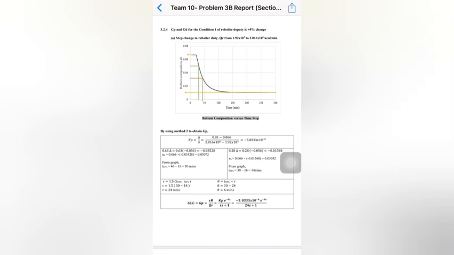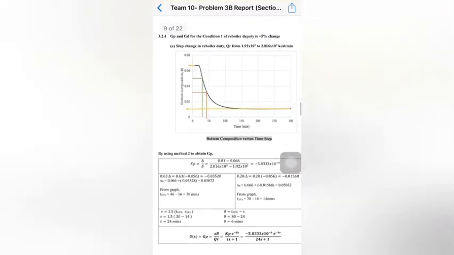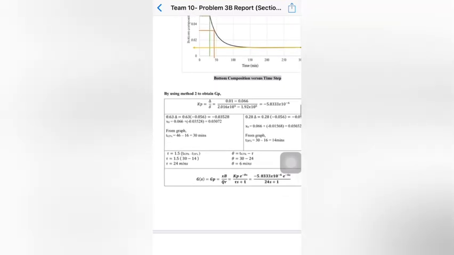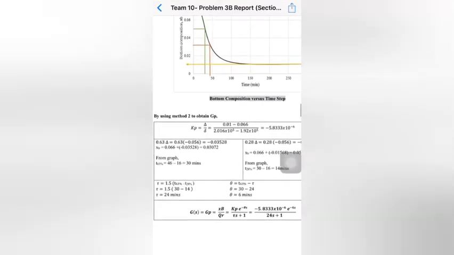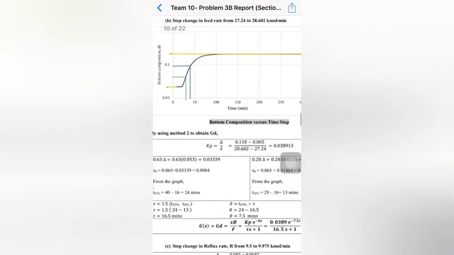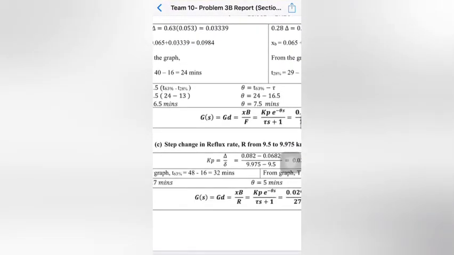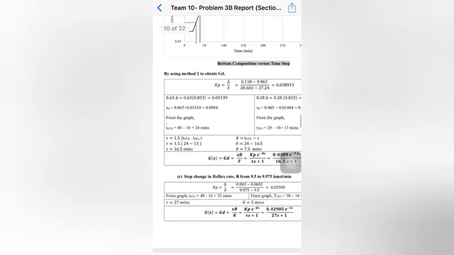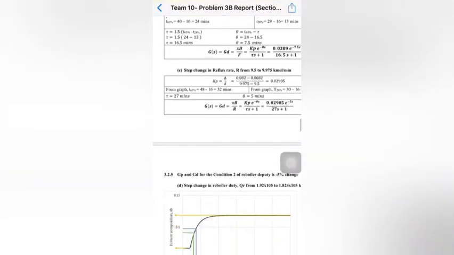At the positive 5% change, to find the GP value, we use the step change in the reboiler duty, because at the bottom column it is the reboiler duty. So we use the graph of bottom composition versus time step. For the disturbance, we also have two. One is the feed rate, and another one is the reflux rate. So we also use the graph given to find the GD.